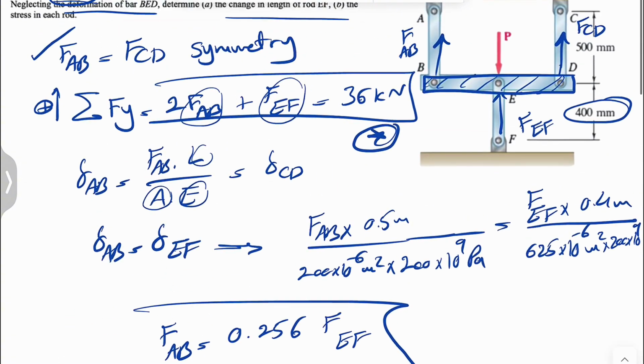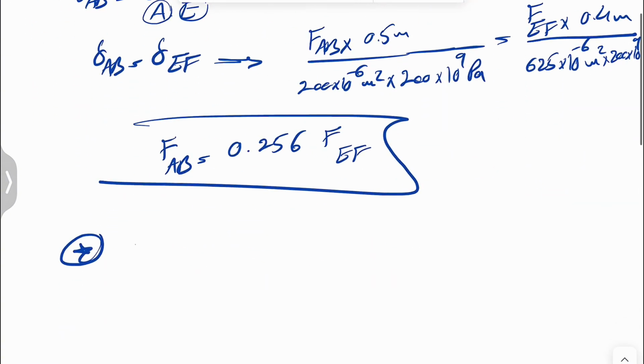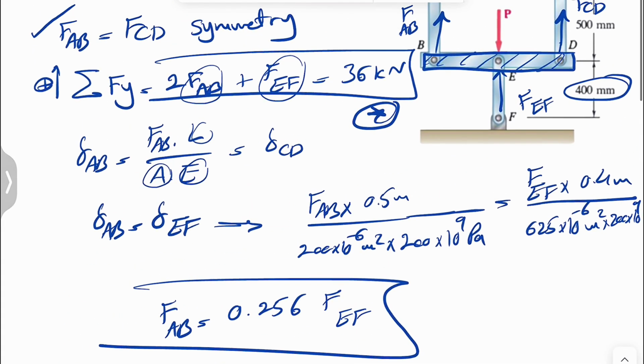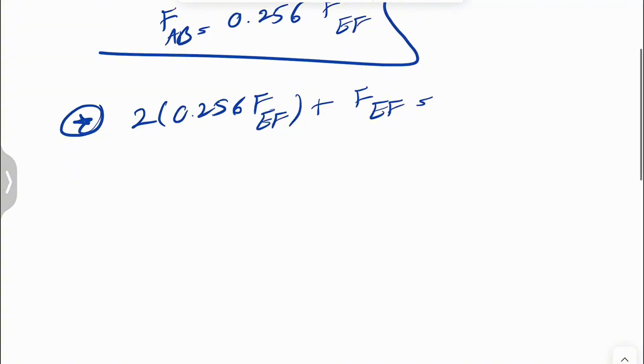So what we're going to get, we have 2 FAB, which is 2 times 0.256 FEF, plus FEF, is equal to 36 kilonewtons. And from here we can find FEF.